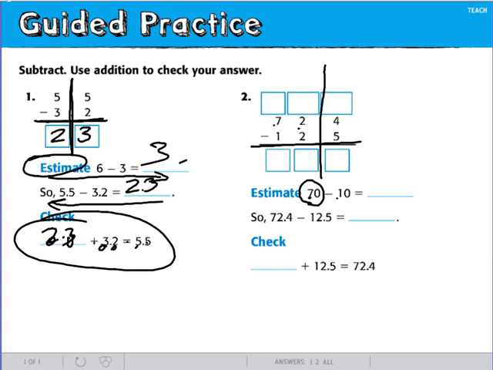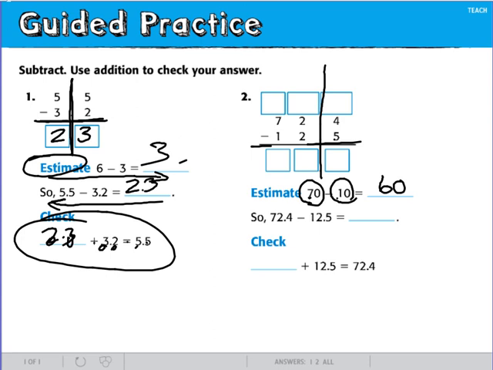Then we have 12 and 5/10 rounded to the nearest 10. So here's the 10th place. I look at the 2. The 2 is less than 5, so the 12 and 5/10 rounds to 10. 70 minus 10 is 60. So we should have an answer that's close to 60, okay? I'll erase that so we have something to work with.